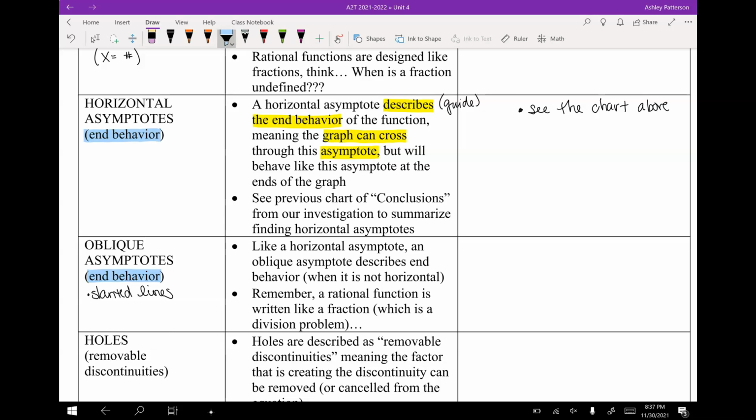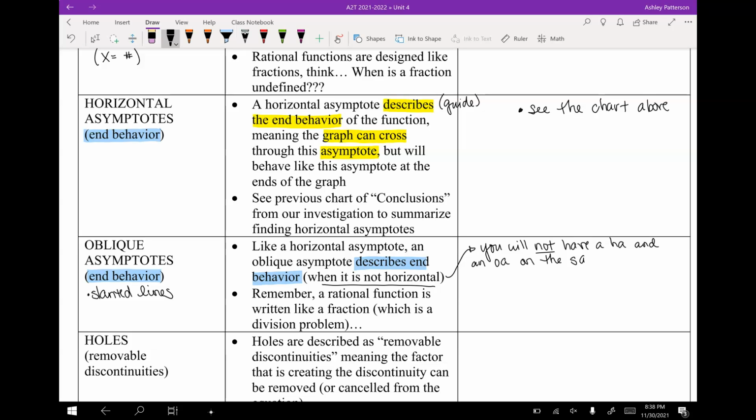Okay, so that means that just like the horizontal asymptote, it's going to describe the end behavior, muy importante, when it is not horizontal. What does that mean? You will not have a horizontal and an oblique asymptote at the same time. You will not have a horizontal asymptote and an oblique asymptote on the same graph.